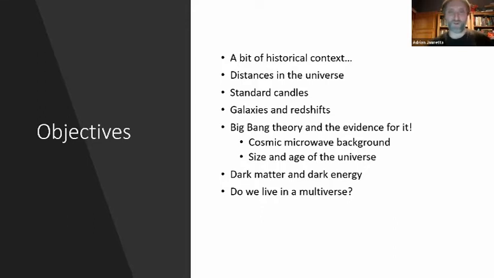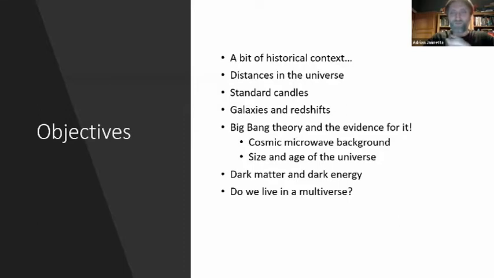This will involve talking about something called a standard candle. Once we've understood that, we can talk about galaxies and redshifts. Galaxies are the means by which we know the universe is expanding, so I want to explain a little bit about how we know that. The prevailing theory of the origin and evolution of the universe is now known as Big Bang theory, and I want to tell you what it is and what evidence we've got for it.